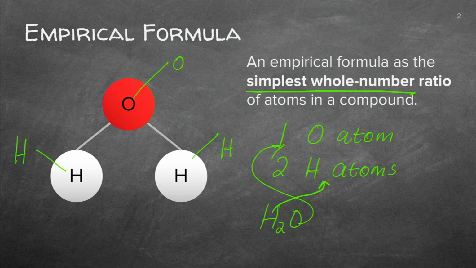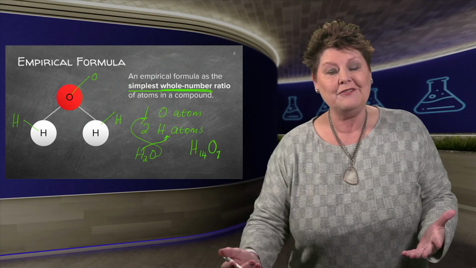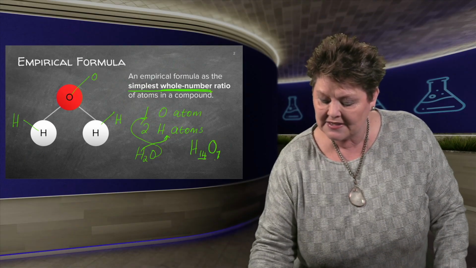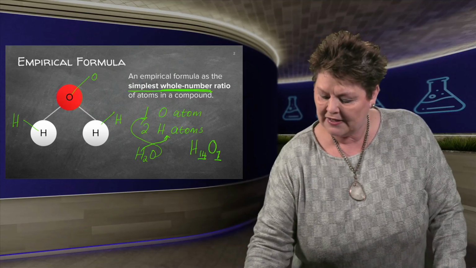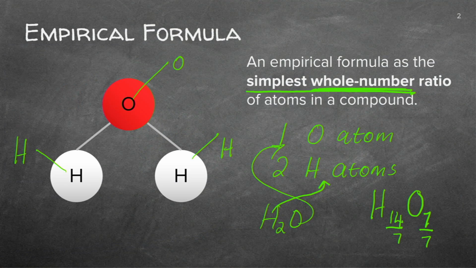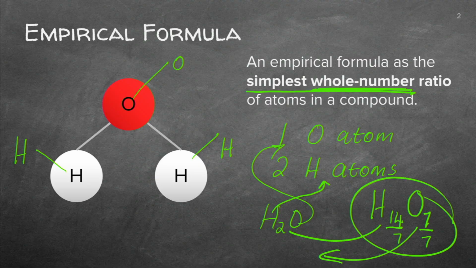The simplest whole number. If I had, for instance, H14O7, that would be one or other compound. And if I then get the simplest quantity, if I divide this with 7 and this with 7, can you see I then get H2O? So this would not be the empirical formula. We'll call that the molecular formula. But I'm now working with the empirical formula, which is the simplest, and it has to be a whole number. We never work with fractions.